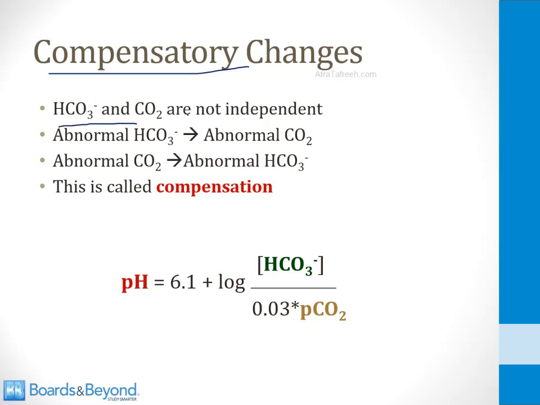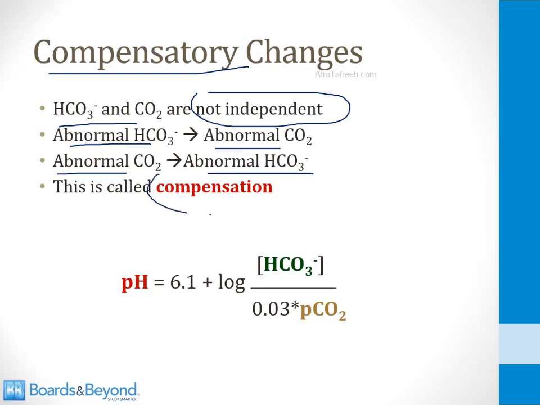Bicarbonate and carbon dioxide are not independent of one another. When there's an abnormal bicarbonate level, the body will respond and modify the CO2 level so that the CO2 becomes abnormal as well. Conversely, if the CO2 level is abnormal, the body will respond by changing the bicarbonate level. This is called compensation, and because of compensation, in acid-base problems, both the bicarbonate and the carbon dioxide level are usually abnormal, and you need to figure out which one is the problem and which one is the compensatory response.